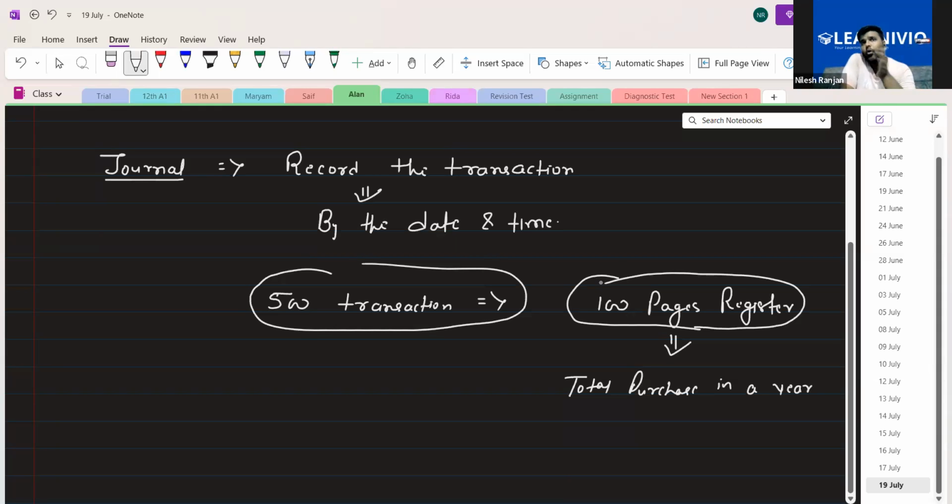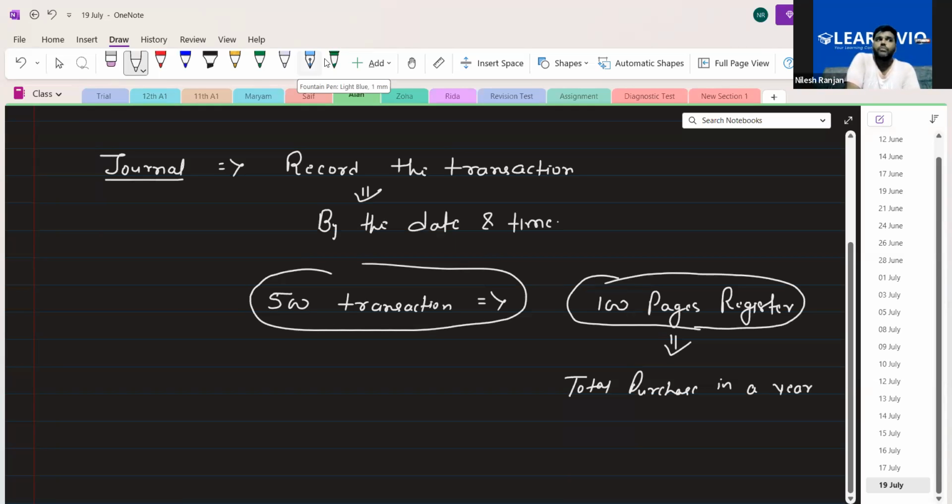So you have to go through all the pages so that any purchase will not be missed. It's not in proper order. There is no specific page that we have to write purchases on. So if we have to find the total purchase during the year, we have to go through all the pages. In the same manner, if we have to find any other information, again we have to go through all the pages.